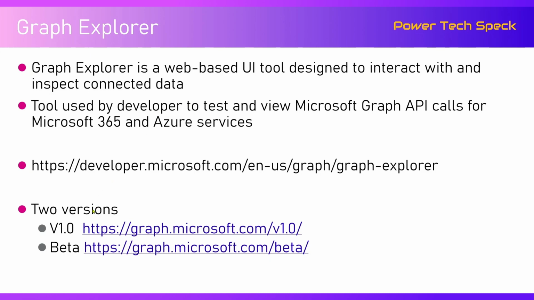There are two versions currently, v1.0 and beta. v1.0 is a stable version which you can use for your production-based apps. If you want to perform any research or see the upcoming support for various services, use the beta version.